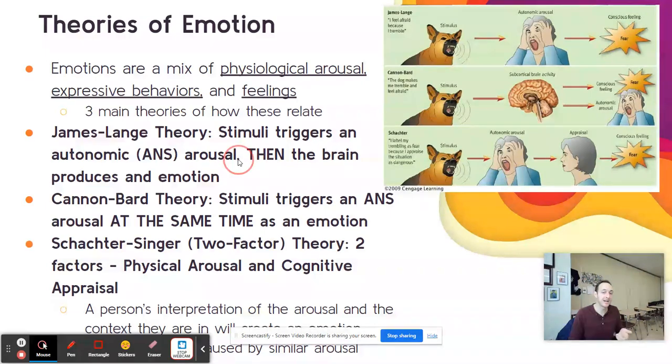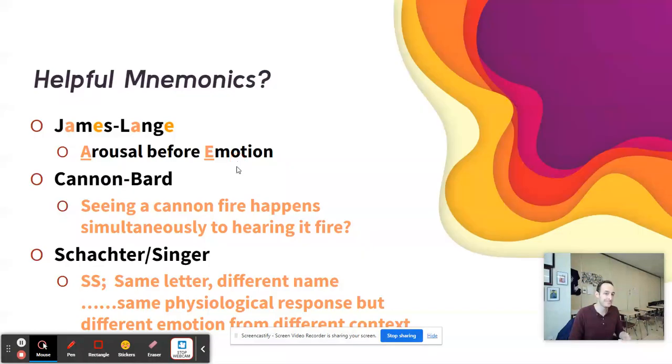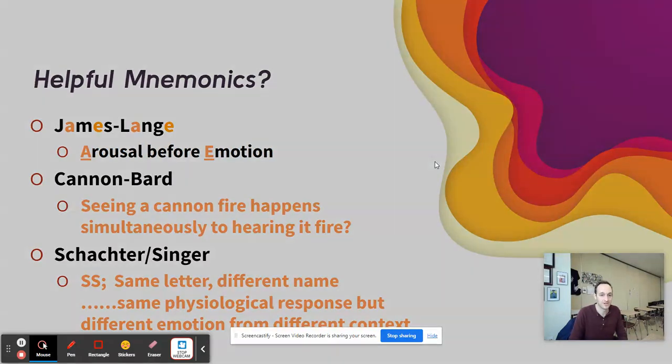Okay. The mnemonic I give for this one on the next slide is a little silly, but take it or leave it. You don't need to use it. Cannon, I picture a cannon firing off of a pirate ship or something. If I were standing right next to the cannon, I wouldn't be able to differentiate between the sound of it firing and the sight of it shooting its cannonball. They happen basically simultaneously if I'm standing right next to the cannon. So that's the way I remember what Cannon-Bard argues.